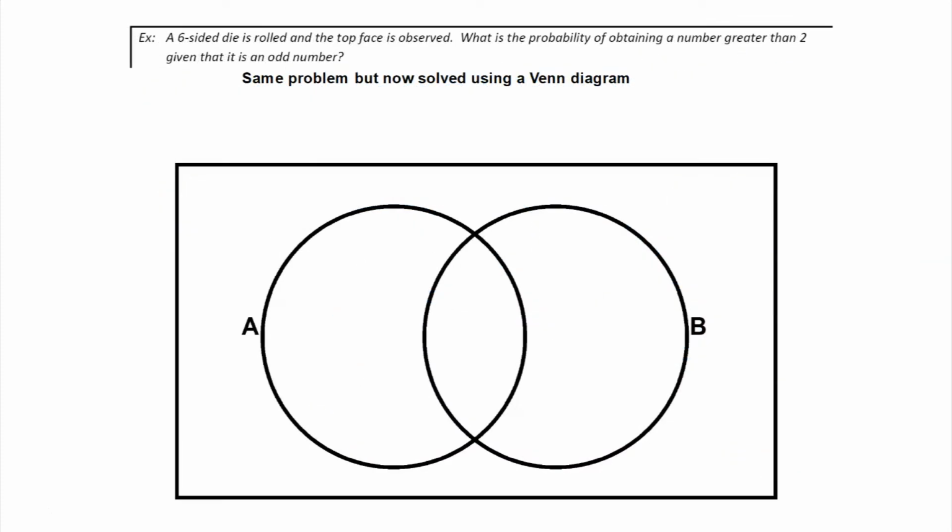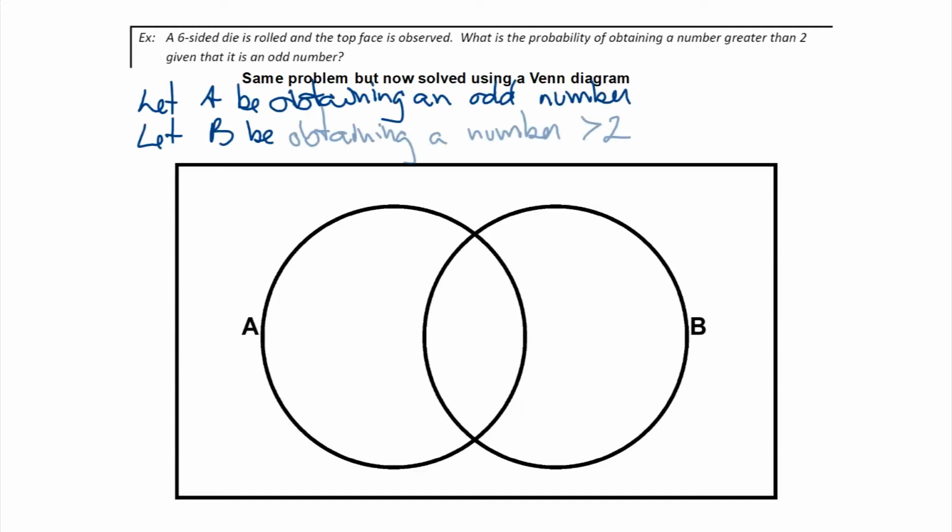Now, let's tackle the same problem, but we're going to solve it using a Venn diagram. First thing we need to do is define the variables the same way we did previously. So we'll let A be obtaining an odd number, and we'll let B be a number greater than 2. Once we've defined the variables, we want to go back and look at what we are trying to solve. What is the probability of obtaining a number greater than 2 given that it's an odd number?